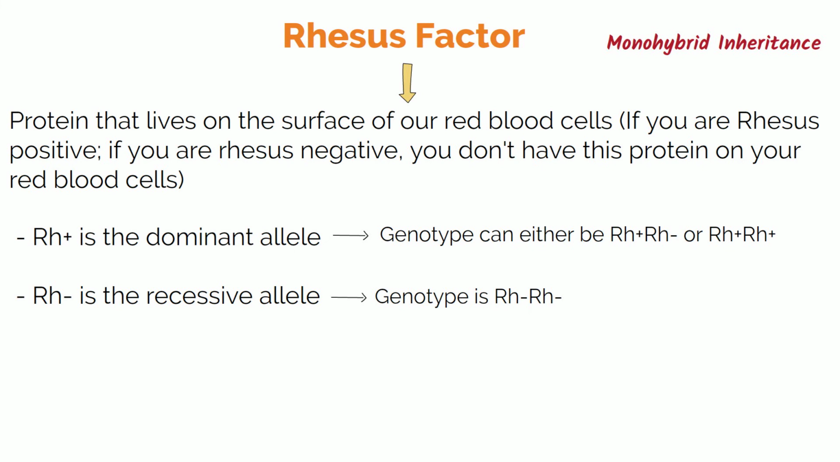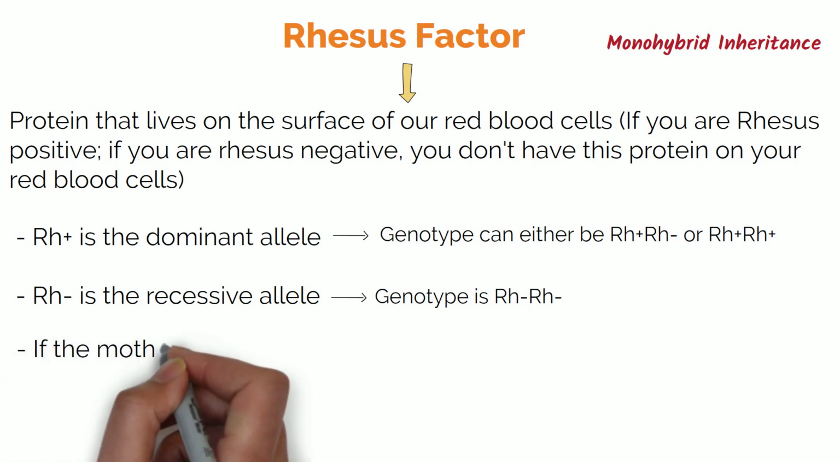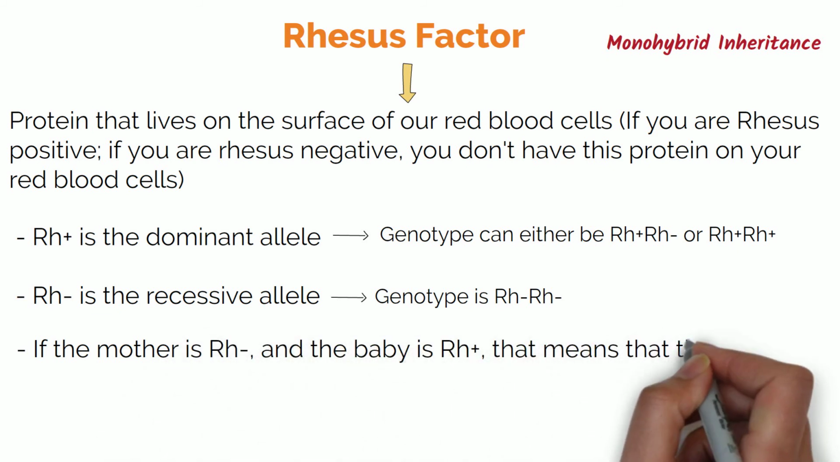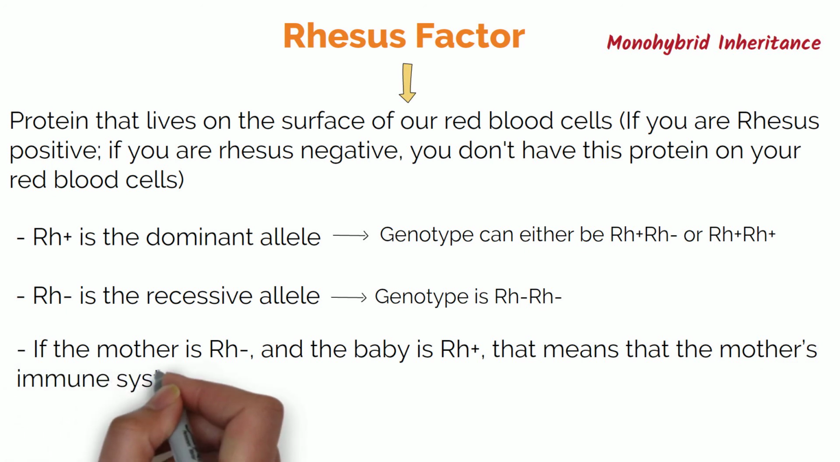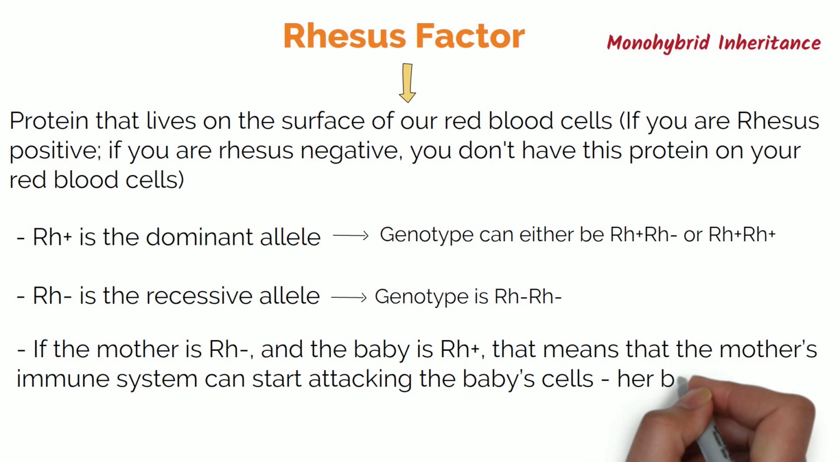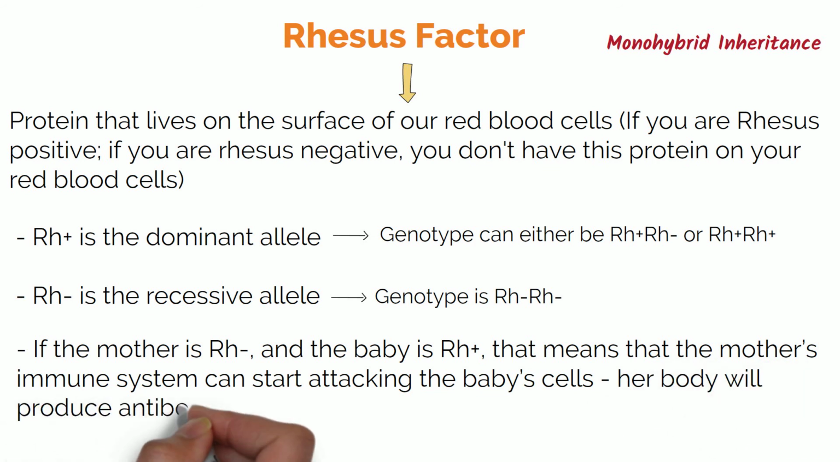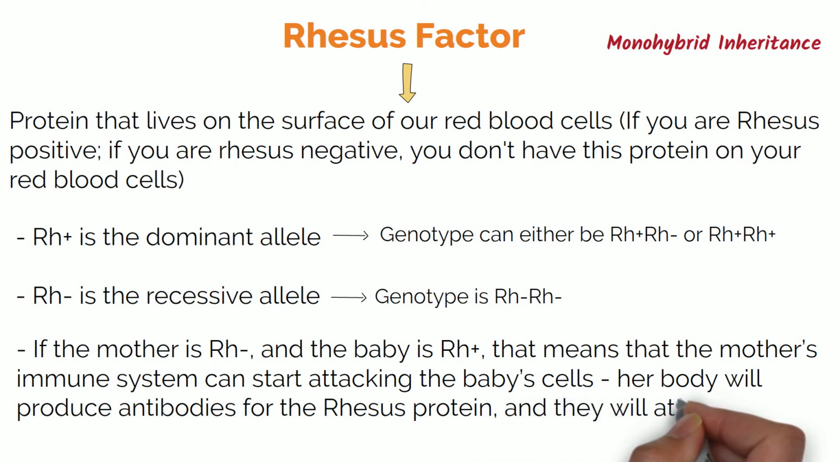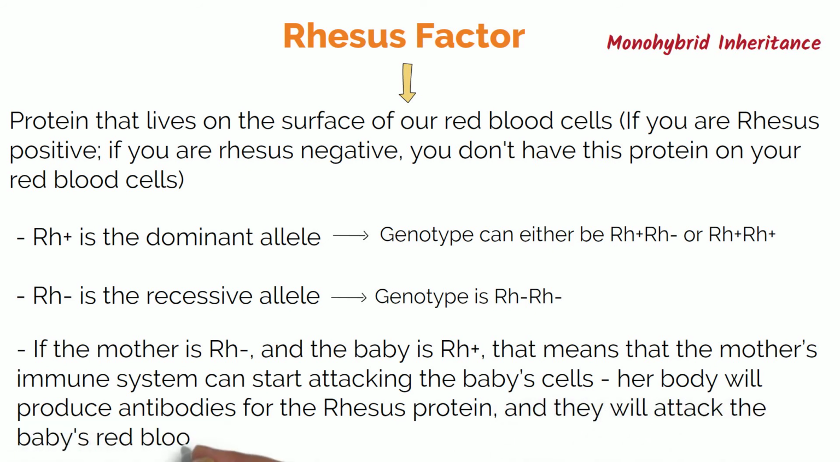However, this can become a problem during pregnancy. If the mother is rhesus negative and the baby is rhesus positive, that means that the mother's immune system can start attacking the baby's cells. This happens because if the mother has been in contact with rhesus positive blood at some point in her life, and then it happens again during her pregnancy, that means that her body will produce antibodies for the rhesus protein, and therefore the antibodies will start attacking the baby's red blood cells, which can be very bad, as you can imagine.